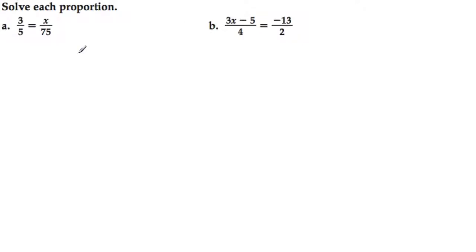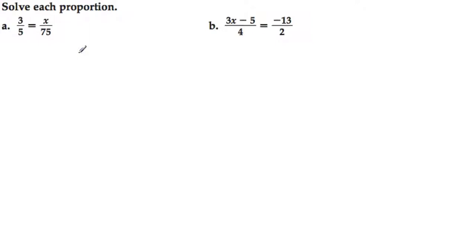Okay, so we are starting this new unit. This is Unit F, and the first lesson goes through 6.1 in the textbook, which goes through proportions. So here we have some proportions and we want to solve. What we can do here is a process called cross multiplication.